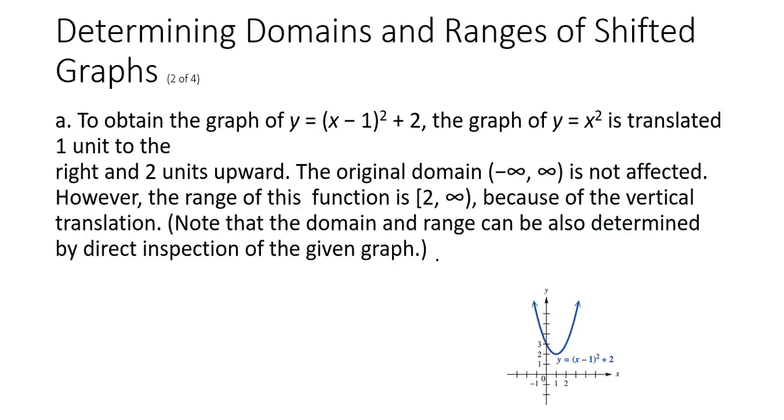So the first one, the original domain was from negative infinity to positive infinity. The domain still would be the same from negative infinity to positive infinity. However, the range changed. Originally was from 0 to infinity. The range moved from 2 to infinity. So the range will shift up here.